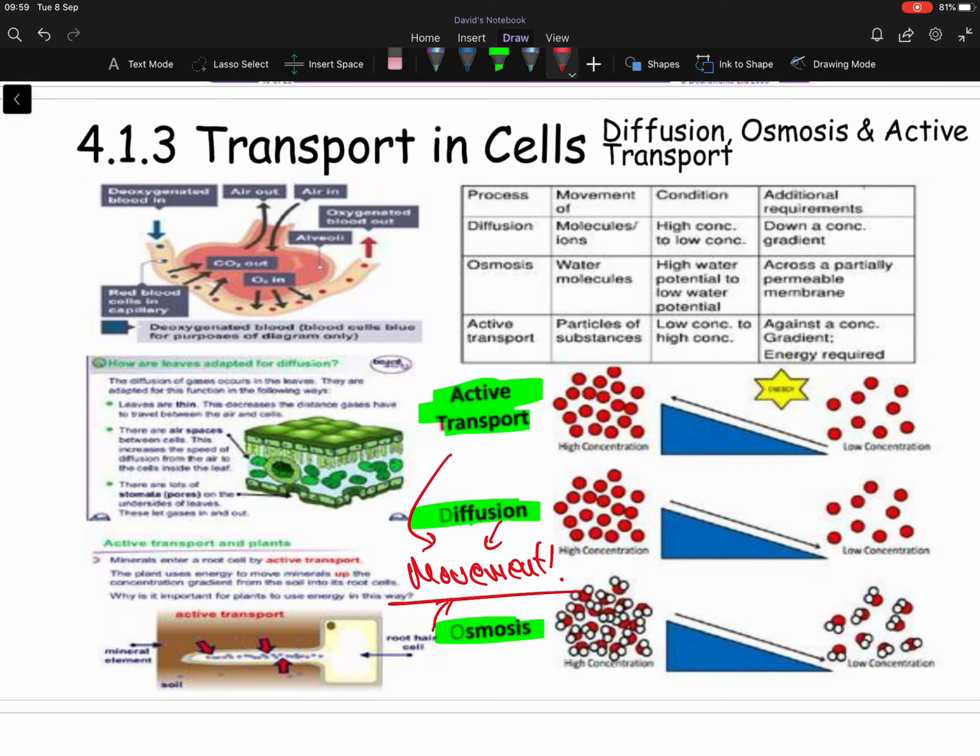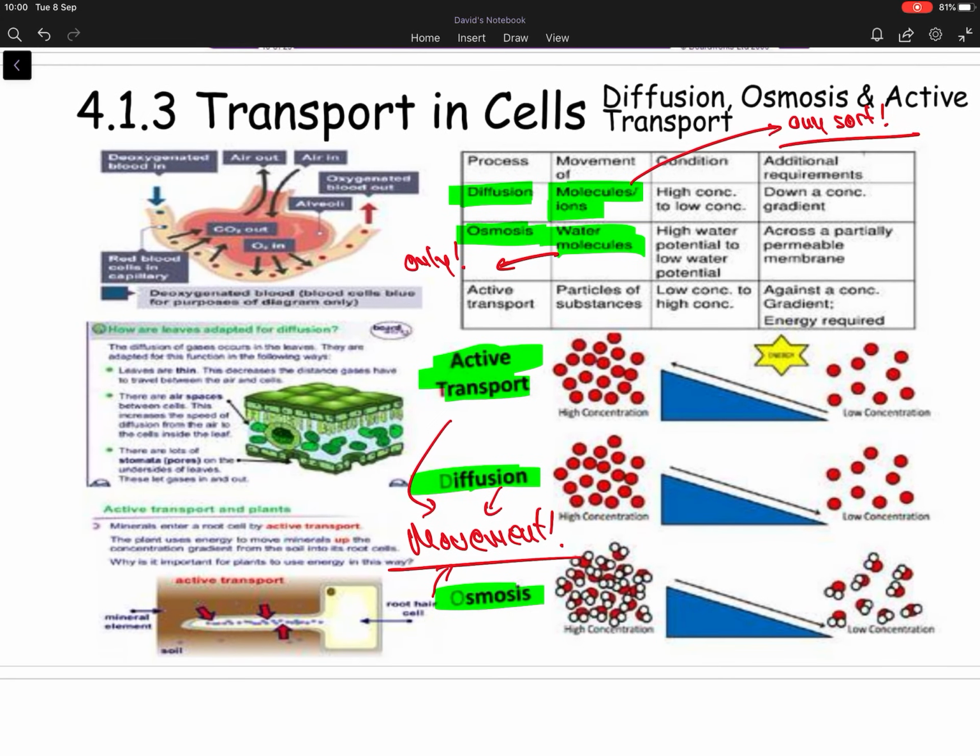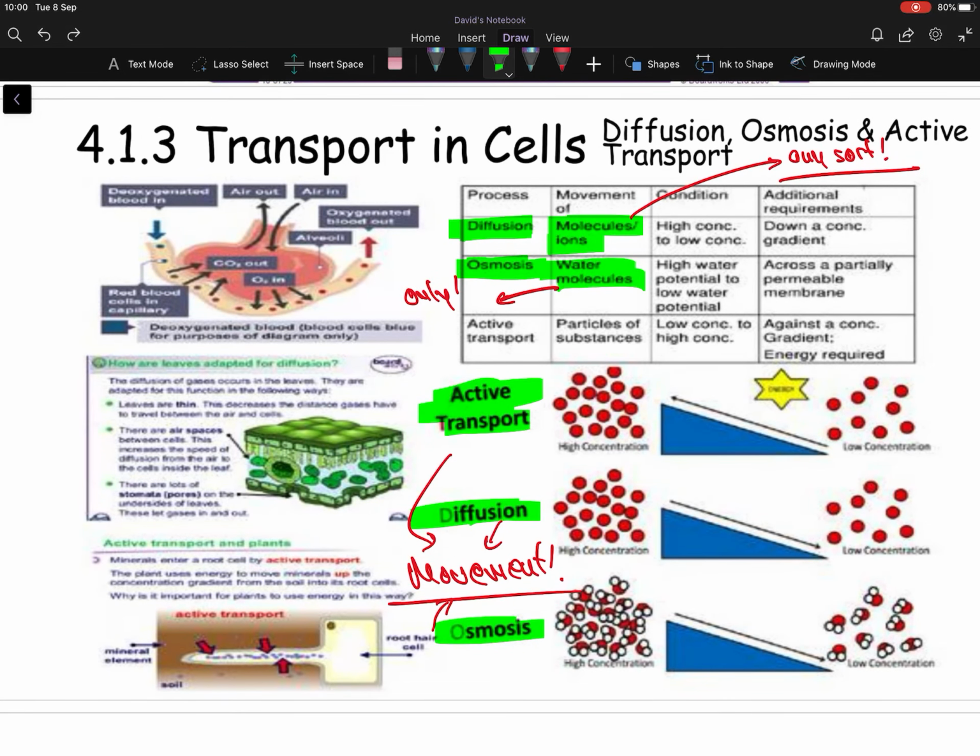Now, they move different particles in different ways. So, when it comes to diffusion, we are talking about the movement of molecules and ions of any sort, not particularly differentiating. Osmosis is only talking about the movement of water molecules, so it only refers to the movement of water molecules. And active transport isn't particularly picky either, particles of different substances.